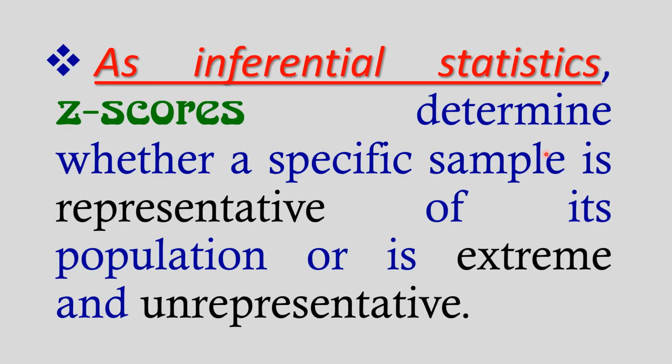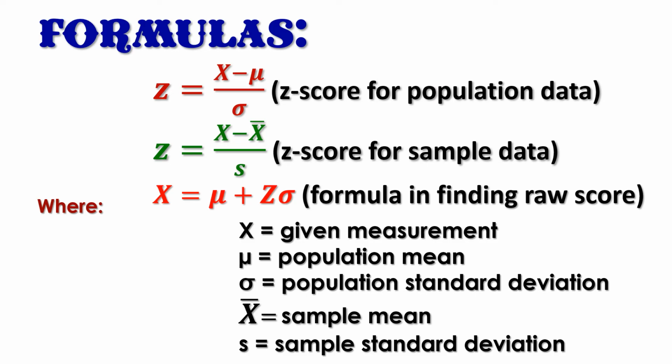Now, as inferential statistics, z-scores determine whether a specific sample is representative of its population or is extreme and unrepresentative. Here we are deciding kung ang data ba na yun ay magre-represent sa whole data ng ating population or not. Now, here are the formulas in computing the value of the z-score. We have the z-score for population data and the z-score for sample data. And we also have the formula for computing the raw score.